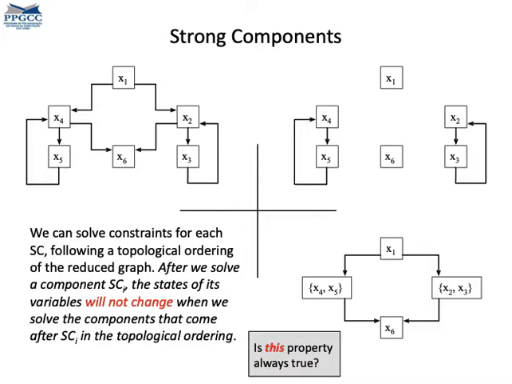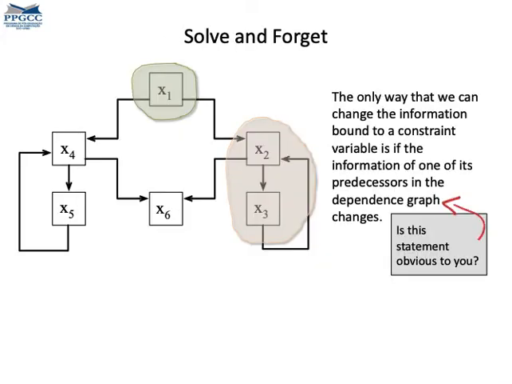This thing with never having to revisit a solved strong component, I wish you could think for a moment about this property. You can even stop the video to think about it. Can you make sure that you agree that you will never visit again the constraints in a strongly connected component once you solve it if you visit the components in the topological order of the reduced graph? The only way that the information related to constraints can change is if their dependencies change. Does that make sense to you?